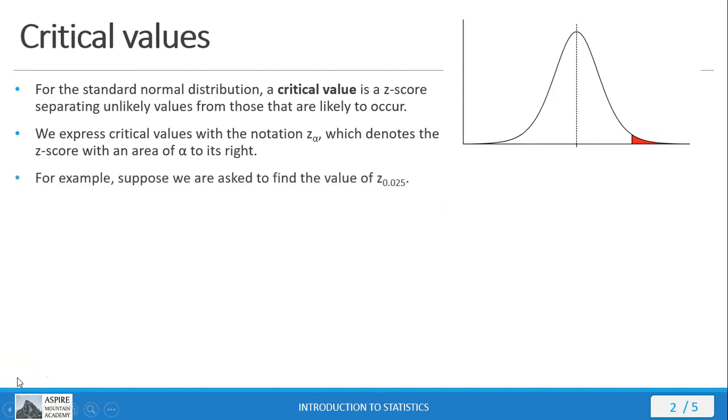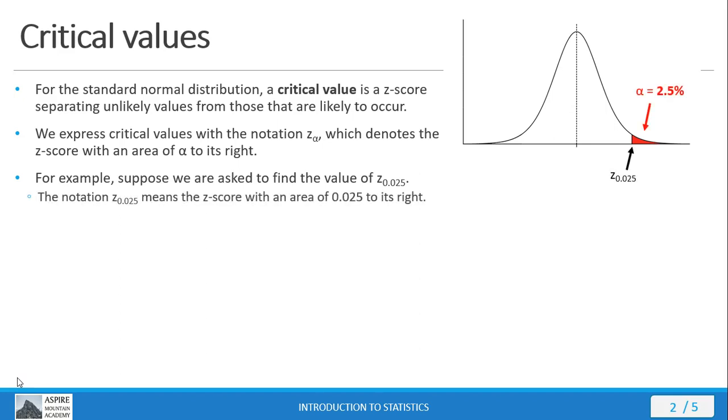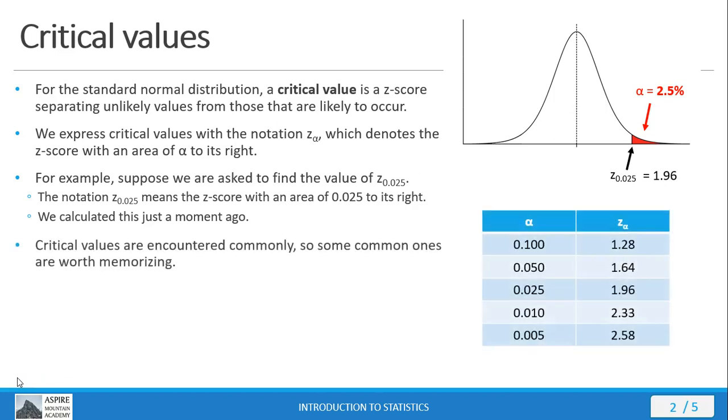Let's say we're asked to find the value for z sub 0.025, so the critical value for 2.5%. That means the area to the right of that z-score is going to be 2.5%. That's the area that we label with the Greek letter alpha. We calculated this just moments ago. If you watched the mini lecture, we saw how that was calculated. That's the 1.96 that we saw earlier, for 2.5%.